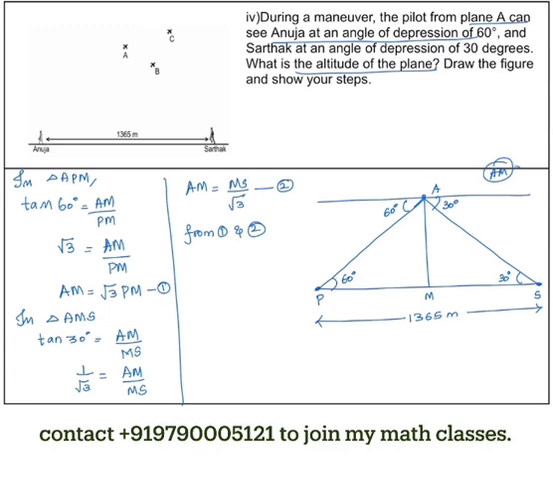So from 1 and 2, since the left hand sides are equal, right hand sides will become equal. That is, root 3 times PM is equal to MS upon root 3. That is, MS is equal to 3 times PM.